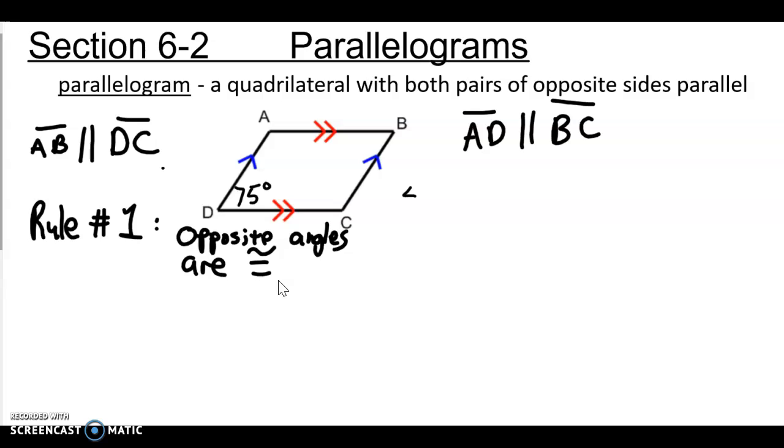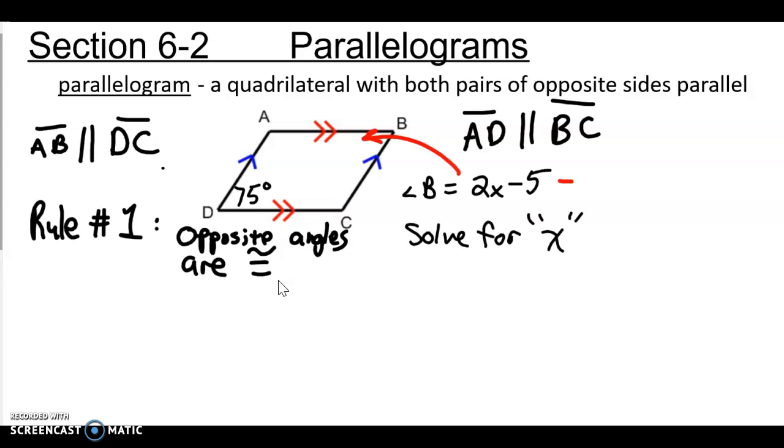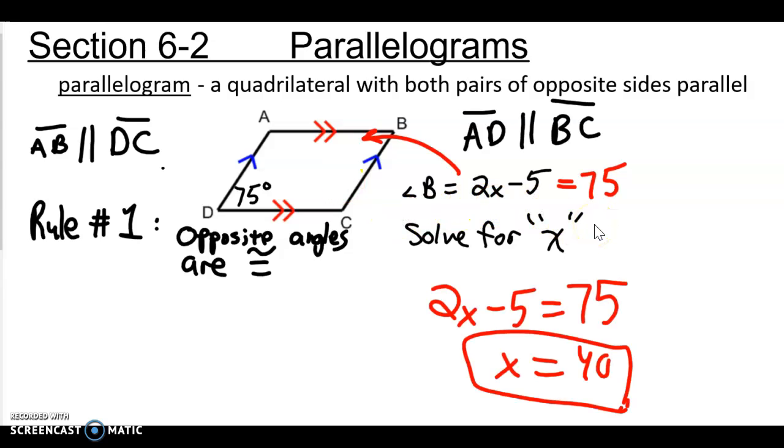So then we talked about rule number two. But before we get to rule number two, I want to show you, sometimes the book's going to give you a variable in here. So 2x minus 5 will be the angle B, or angle ABC. And if that's the case, then you're going to just keep going and solve 2x minus 5 equals 75. You have 40. So x equals 40.